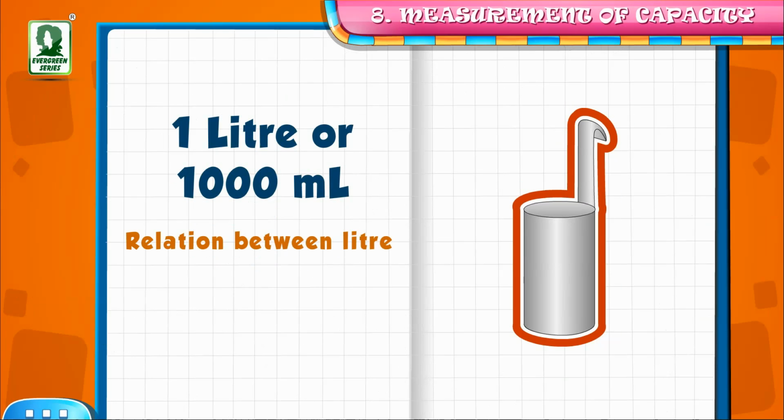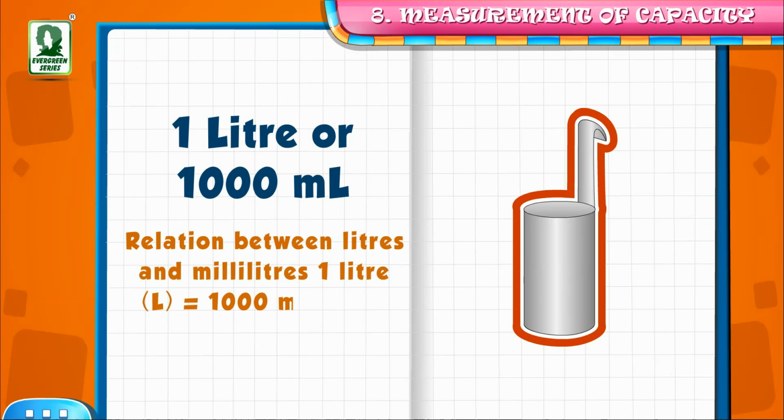Relation between liters and milliliters. 1 liter is equal to 1000 milliliters. 1000 milliliters is equal to 1 liter.